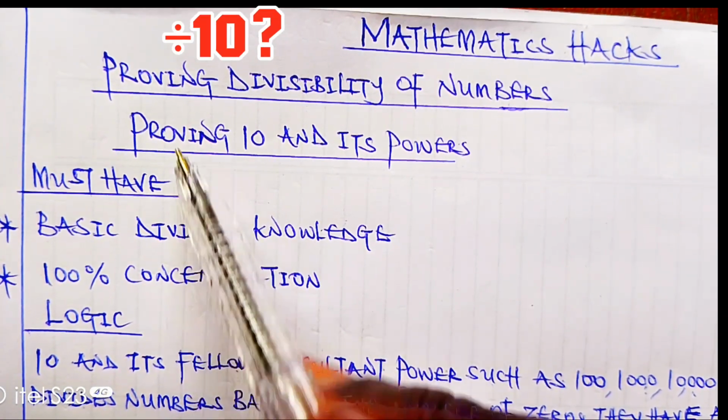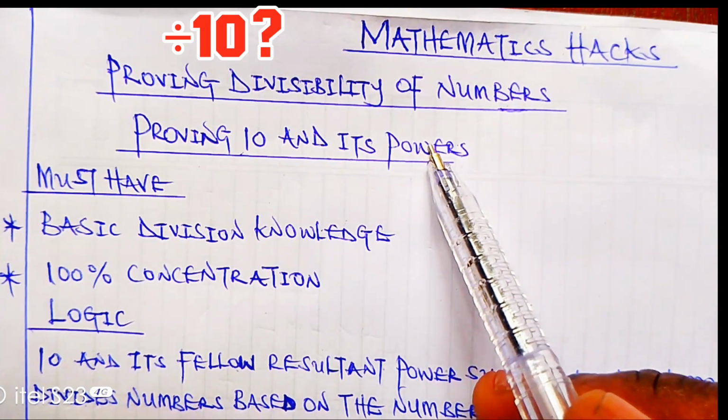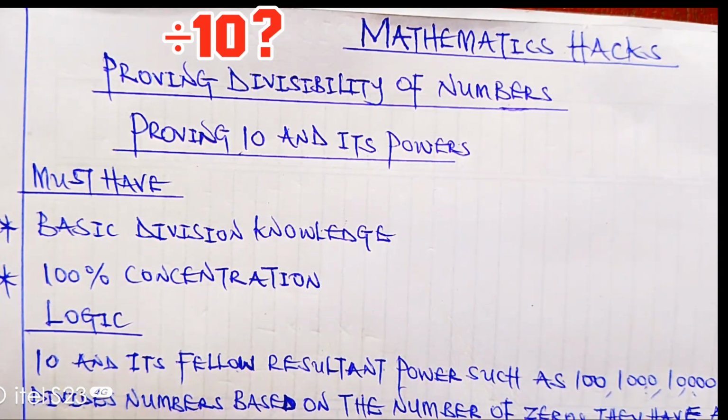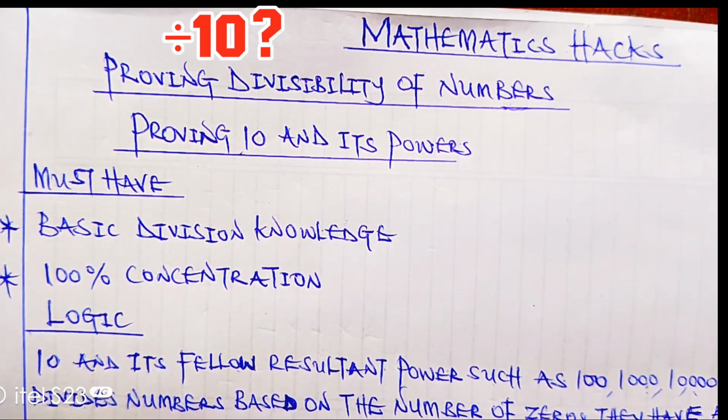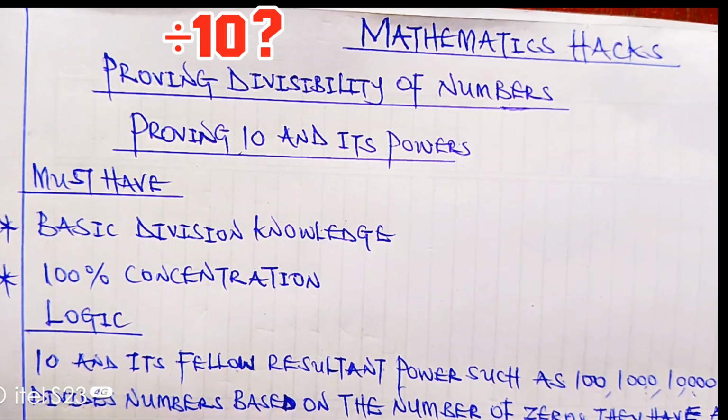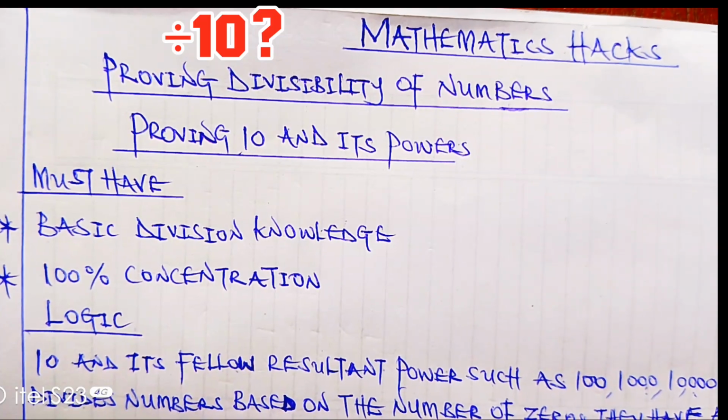Today we are going to be taking proven 10 and its powers. What are the powers of 10? Powers of 10 are numbers such as 100, 1000, 10,000 and so on and so forth. So when you multiply 10, 10, 10, 10 and so on and so forth, the numbers you get are the powers of 10.